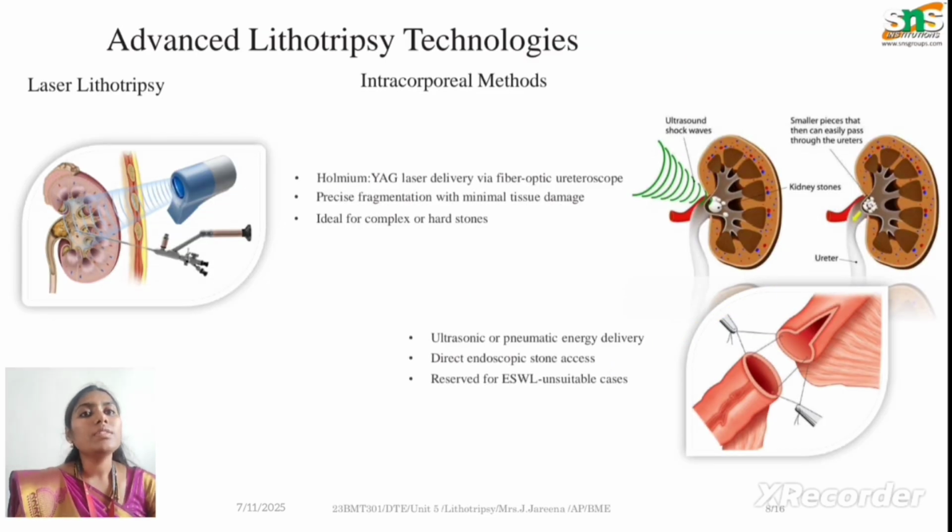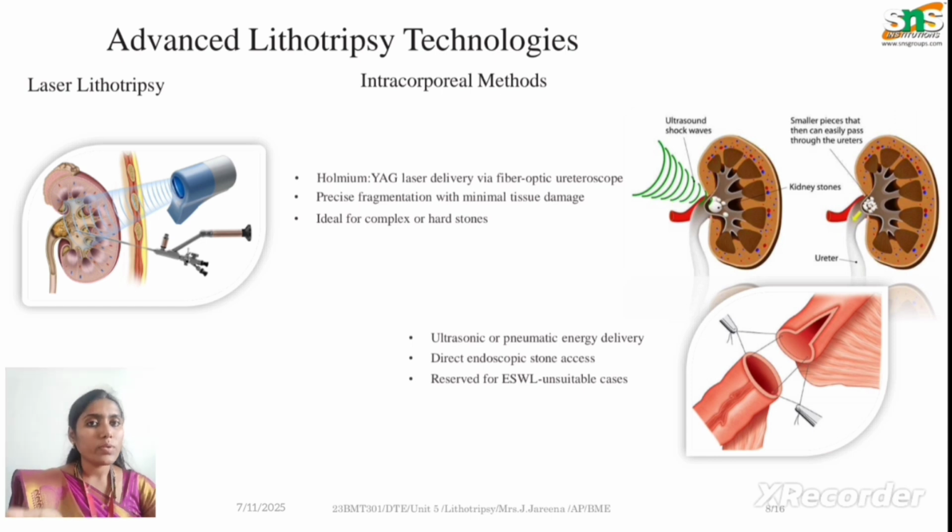So the advanced lithotripsy technology is that, apart from ESWL, that is extracorporeal shockwave lithotripsy, we have laser lithotripsy and intracorporeal methods. In laser lithotripsy, instead of passing a shockwave, here we are passing a laser. Only the source of the energy is changed. Remaining all the setups like focusing system and guidance system are the same. Here they are using a holmium laser. Once the laser is passed and hits the kidney stone, it breaks into many pieces, and later they pass out of the body through urine or stools.